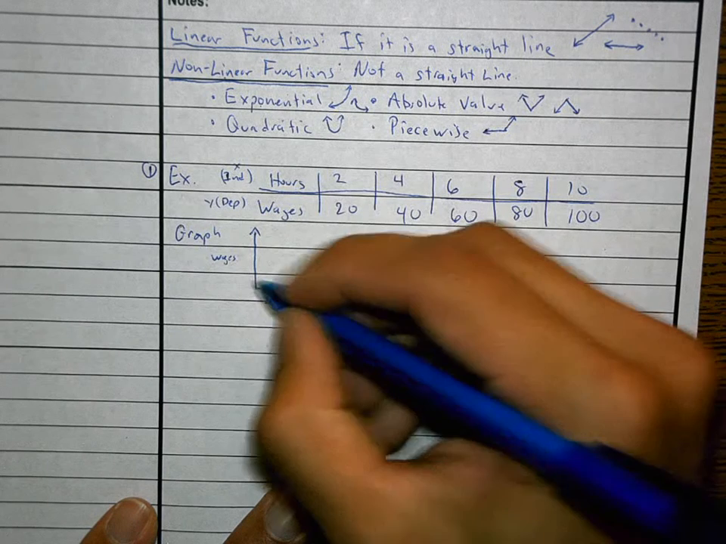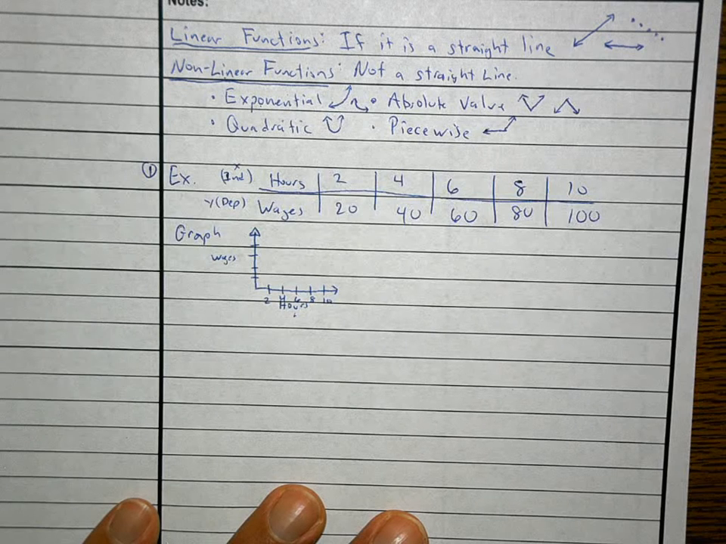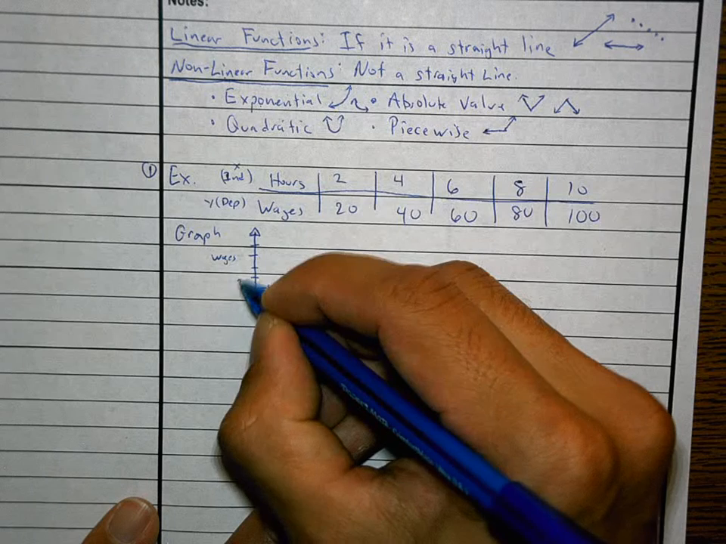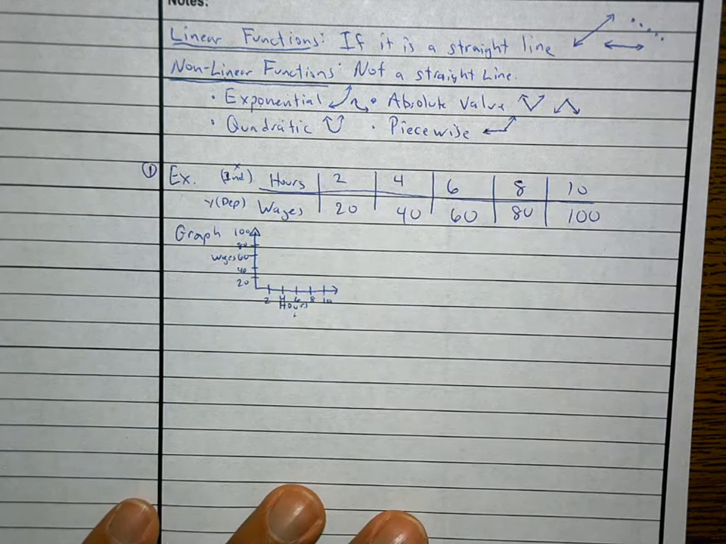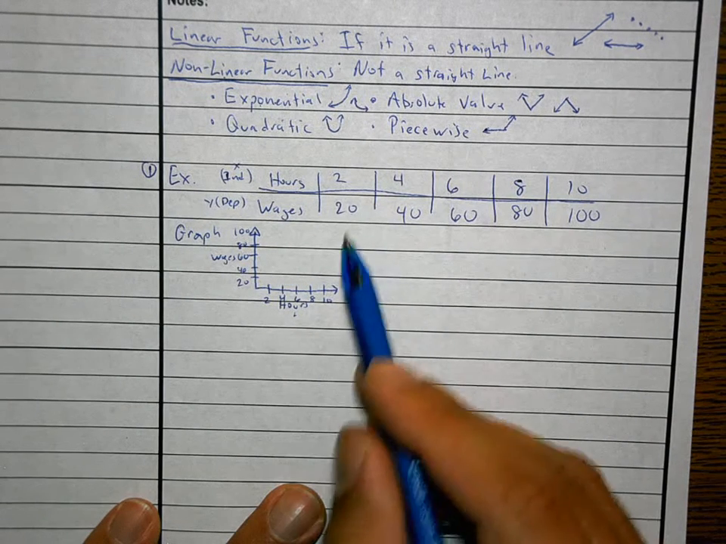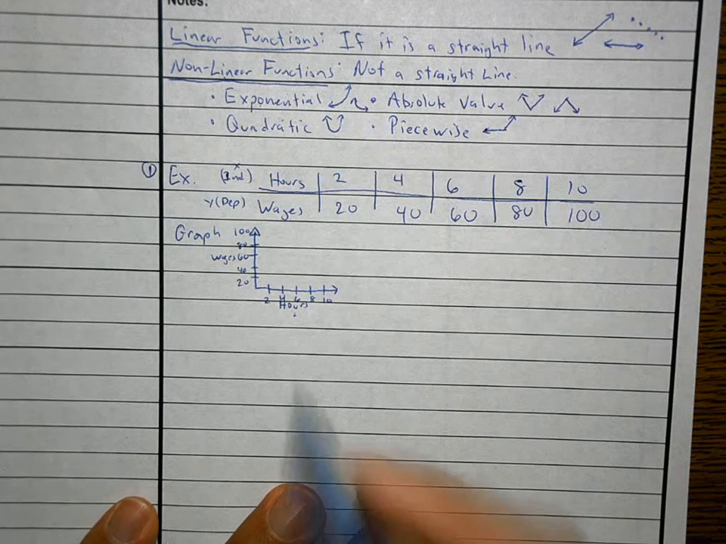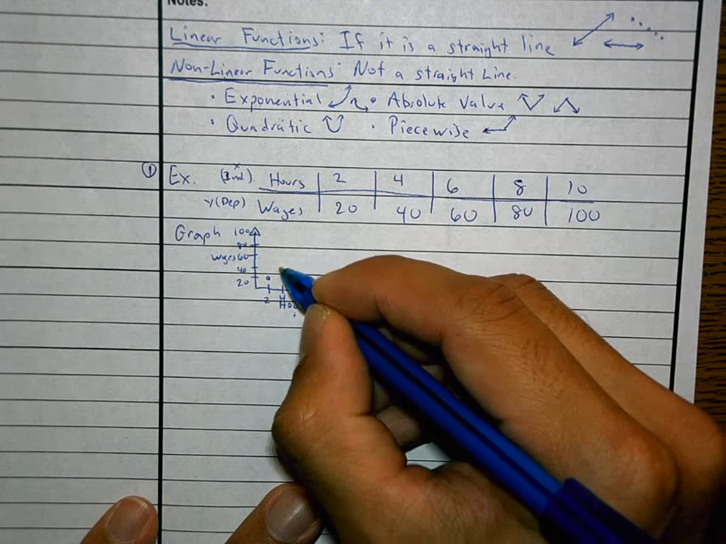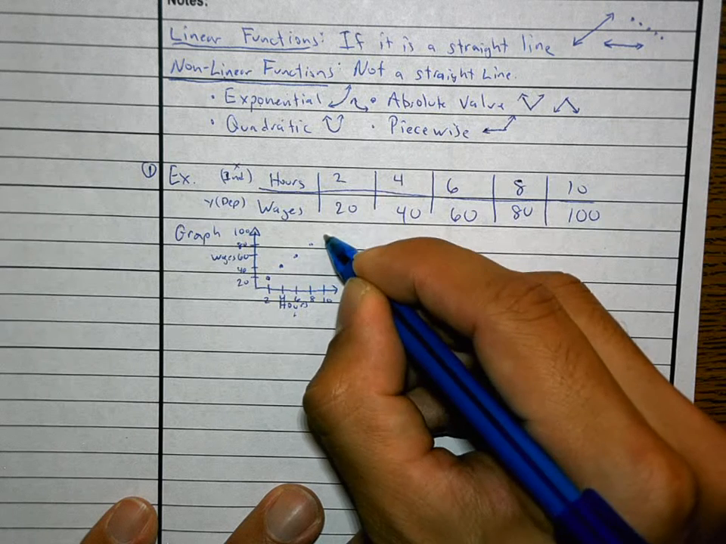Let's do wages. 1, 2, 3, 4, 5. I have 5 of them. What am I going to count by? What makes sense to you to count by? That's where the common sense needs to come in. Count by 20s. I want you to think, what should I count by that's going to make this easy on me? And then, let's plot some points. 220, 440, 660, 880, and 100.